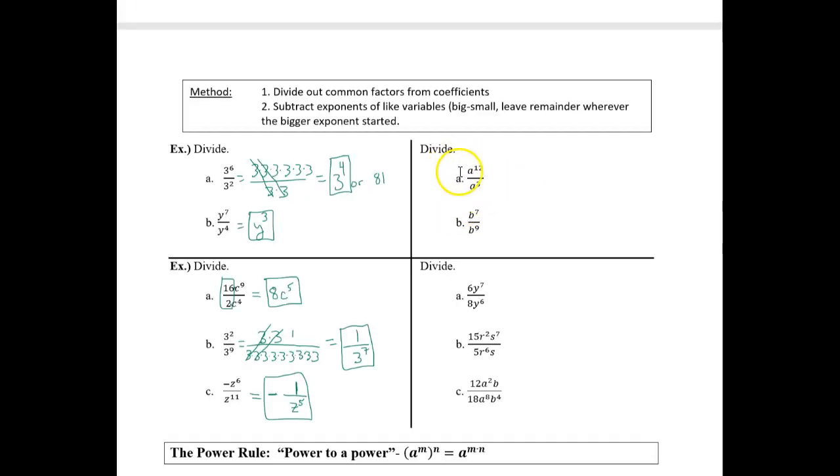Okay, example A. A to the 12th divided by a cubed. We subtract, since this is division. 12 minus 3 is 9, so I end up with a to the 9th power.